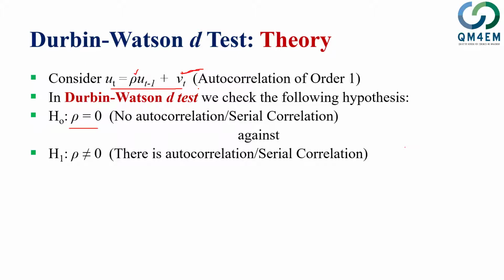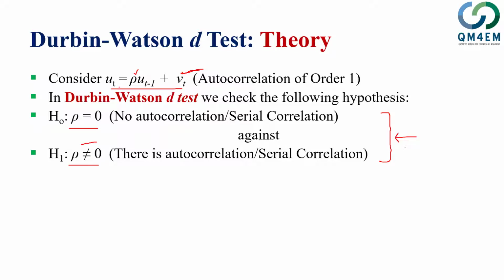We presume that this vt follows no autocorrelation, and it's free. It's a random variable. Then we say when there is a problem of autocorrelation, when we reject H0, in that case rho is not equal to 0, and we have a problem of autocorrelation in our data. Then how do we check these two hypotheses?